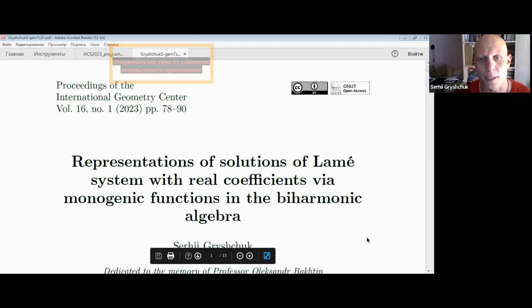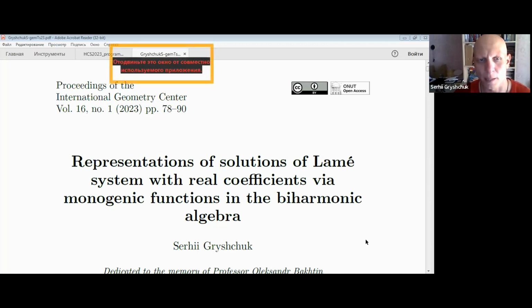My talk deals with finding a Lamé-type system with real coefficients by use of some hypercomplex monogenic functions. Let us go.